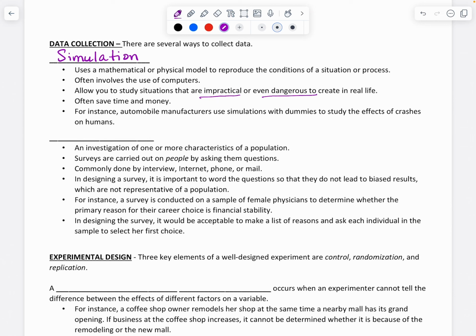It can also save time and money. For example, automobile manufacturers use simulations with dummies to study the effect of crashes on humans. Obviously, we do not want to crash human beings, so using simulations with dummies gives us information.